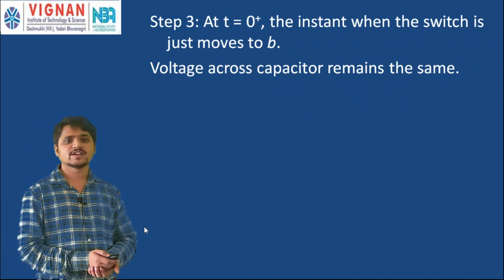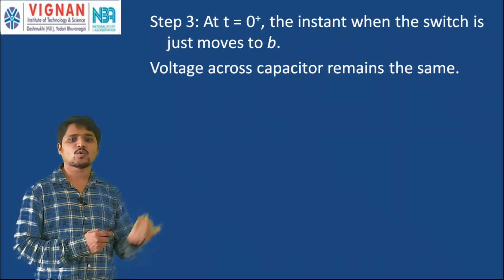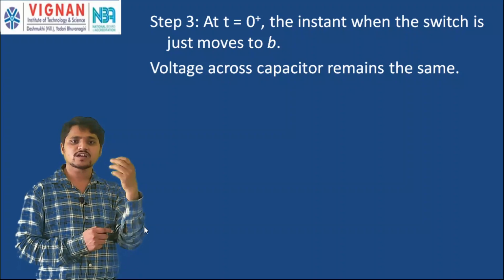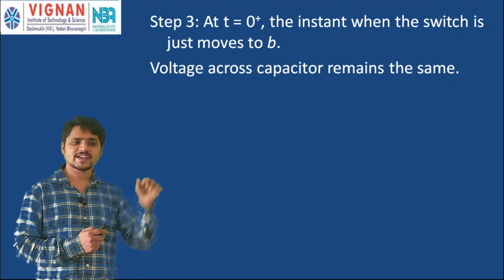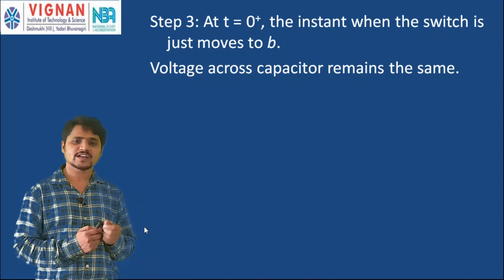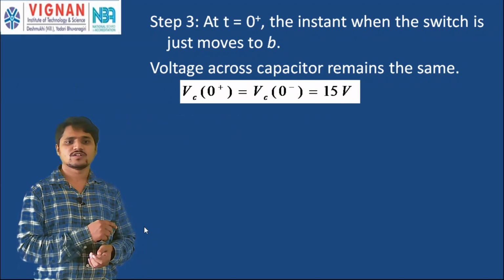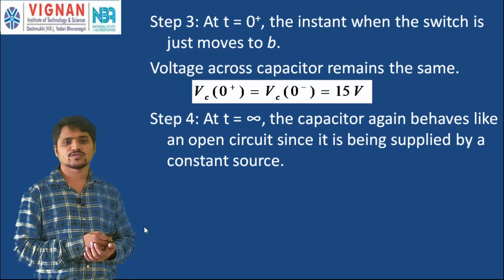Now the next step: at t equal to 0 plus, the switch is moved from A to B position. Then what is the voltage across the capacitor? I already told you the capacitor does not allow sudden changes in voltage. That means instantaneously the capacitor voltage will not change, it remains the same. Like an inductor, which does not allow sudden changes in current, here the voltage stays the same. So Vc of 0 plus is equal to Vc of 0 minus, that is 15 volts.